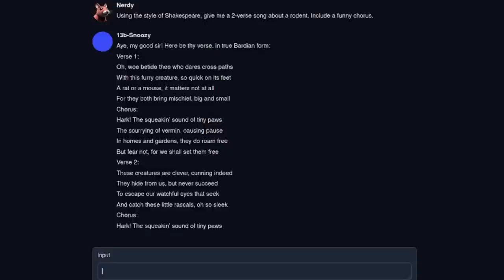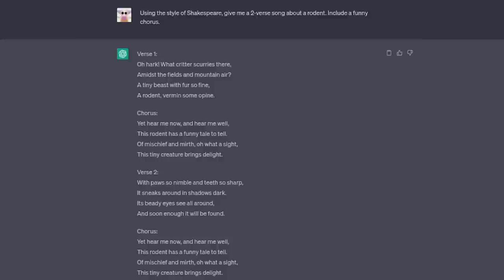Let's have a look at 13B. 13B has given me some verse in true Bardian form. Okay, that's definitely a lot more like the style of Shakespeare. I'll let you sing that out loud if you want to, but that looks like a much better version of the song. How has ChatGPT done? Okay, that's also done pretty well. It's just given us the verse, the chorus, verse 2 and the chorus. Again, the choruses are the same by the looks of things. That looks okay. It's pretty Shakespearean in style.